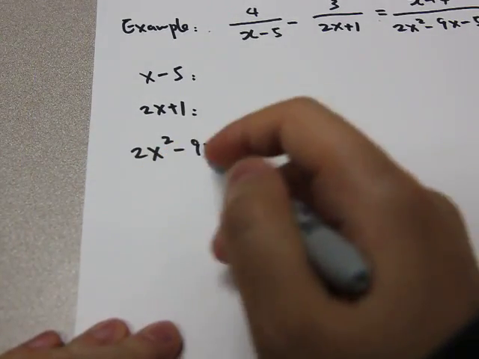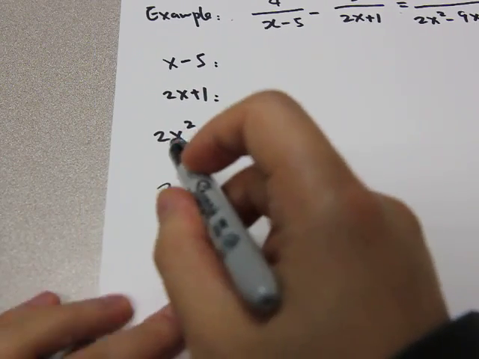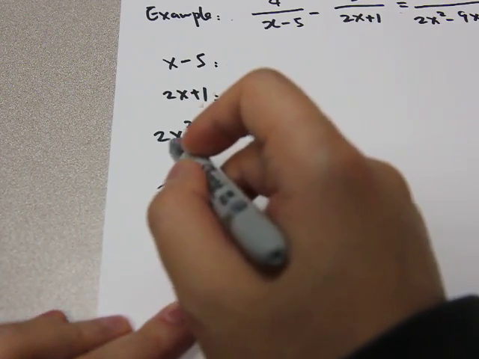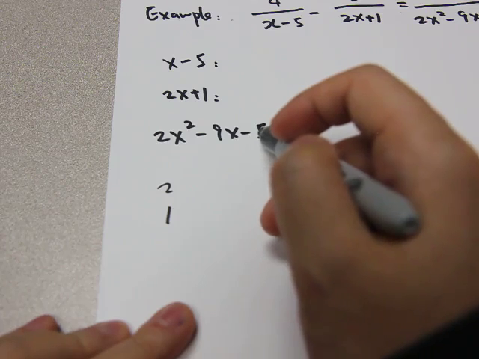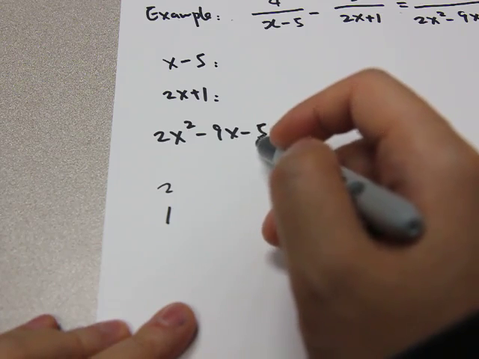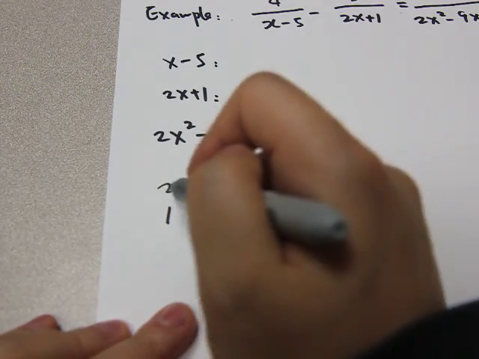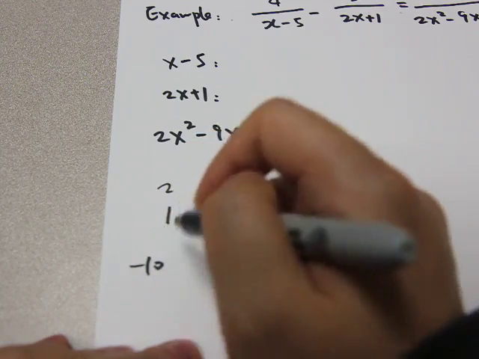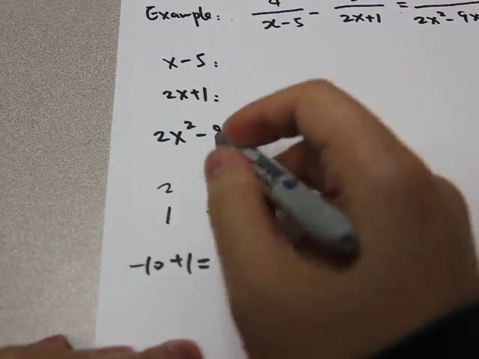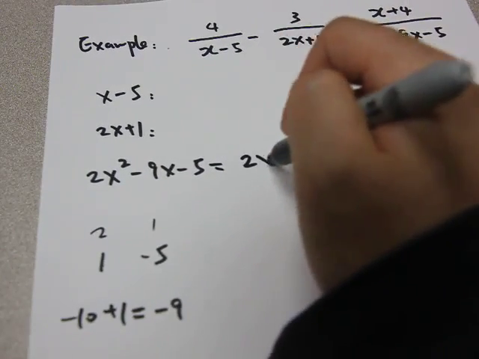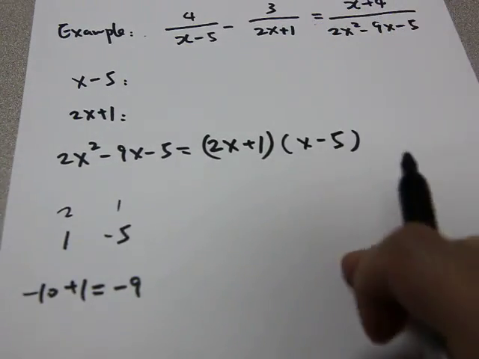So we said to factor this, we are looking for the factors of the coefficient of x squared, so 2 and 1. And we're looking for the factors of the constant negative 5. Let's see, negative 1 and negative 5. Okay, so since 2 times negative 5 is negative 10, and 1 times 1 is positive 1, the sum equals negative 9, right? So we can factor this into 2x plus 1 times x minus 5.